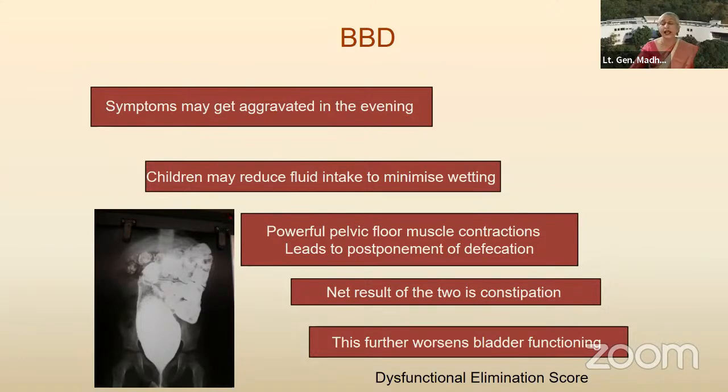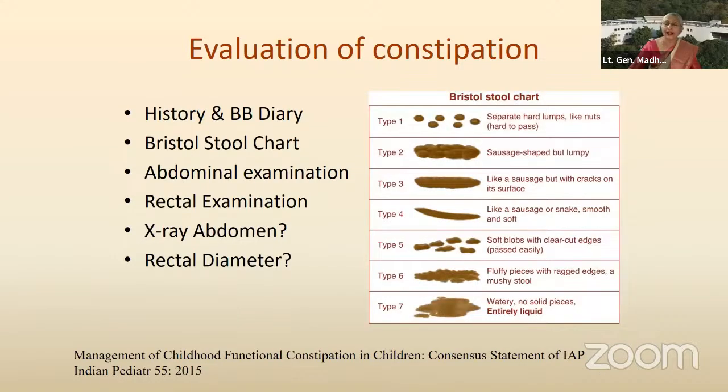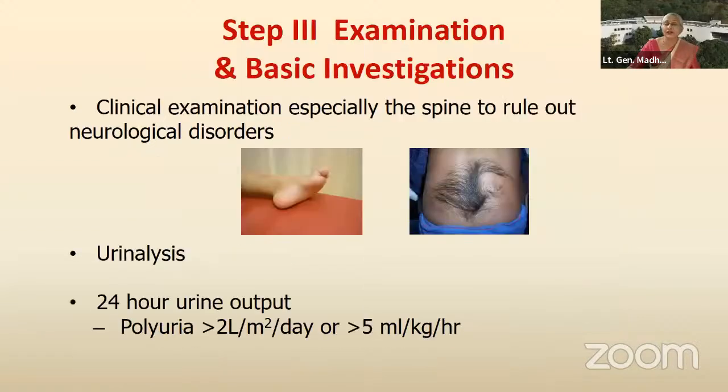And a dysfunctional elimination score has also been described to really see how severe this is. So this is how one thing can lead to the other. And therefore, evaluation of the constipation can be done with a good history, the Bristol stool chart, which describes the type of stool, an abdominal examination, and a rectal examination. An X-ray abdomen taken for any other reason does show loaded bowels, and even a rectal diameter on ultrasound of more than 2 centimeters may be significant. And this will have to be evaluated in every child.